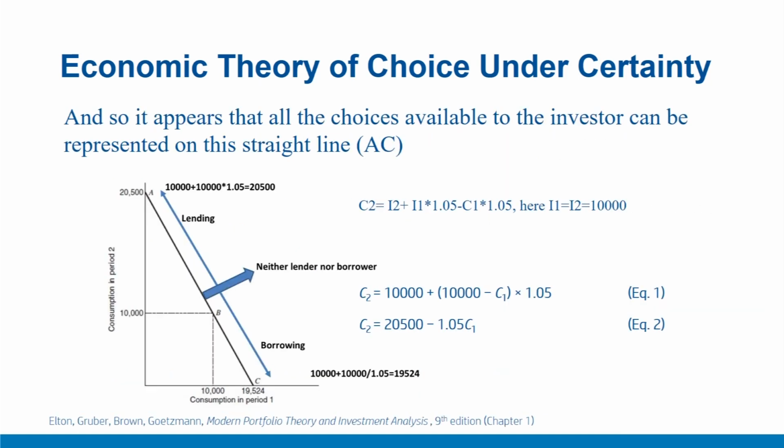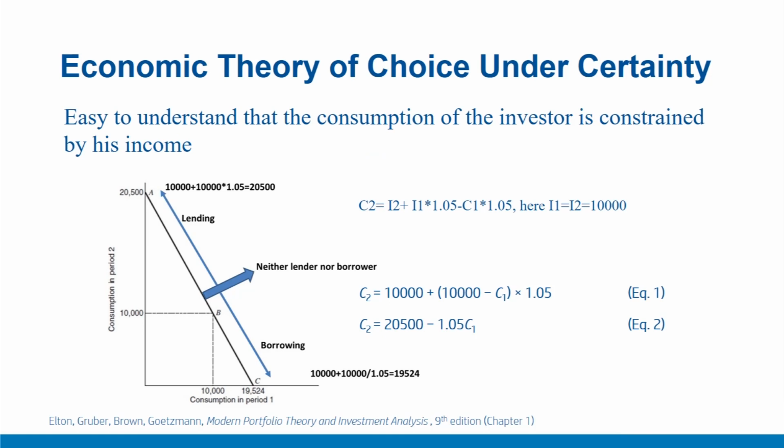And so, as we can see here in the diagram, it appears that all the choices available to the investor or the individual can be represented on the straight line AC as shown here in the figure. It is easy to understand that the consumption of the individual is constrained by his income.